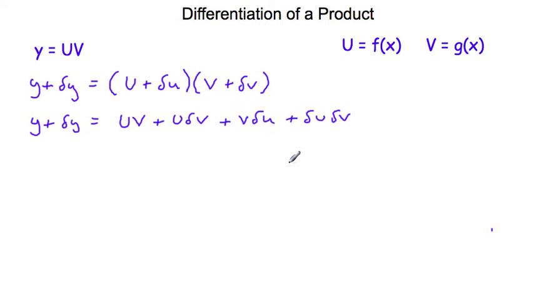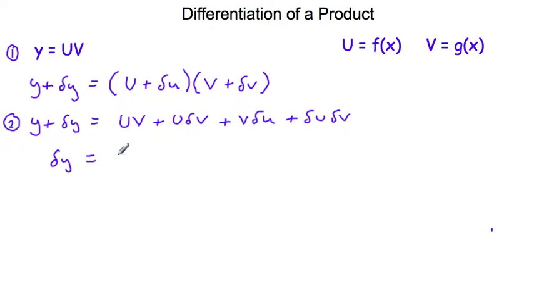So there's the 4 bits of multiplication expanding the brackets. And now I'm going to number the top equation number 1 and the bottom equation number 2, and I'm going to subtract the top equation from the bottom equation. So on the left hand side, y plus delta y minus y becomes delta y. And on the right hand side, the uv's are going to cancel.